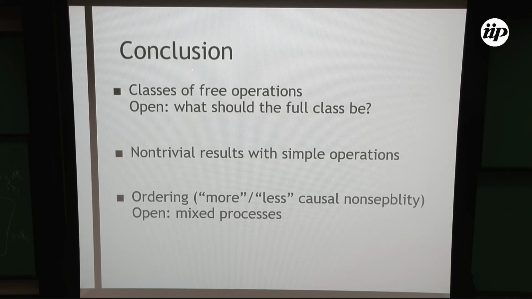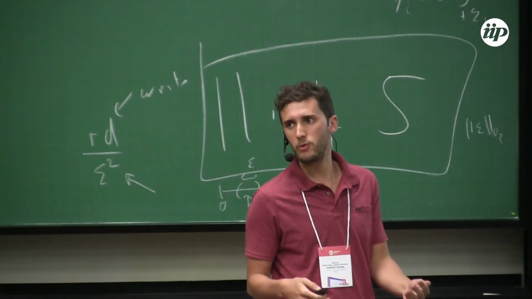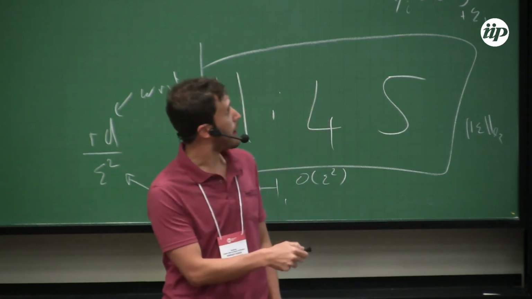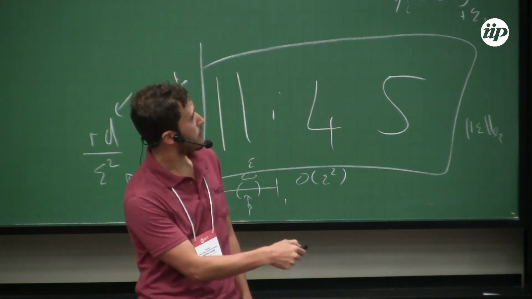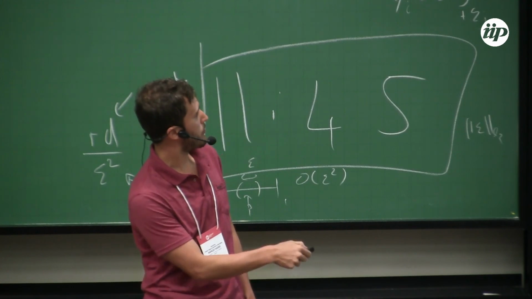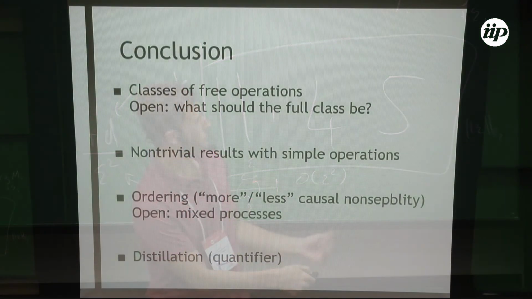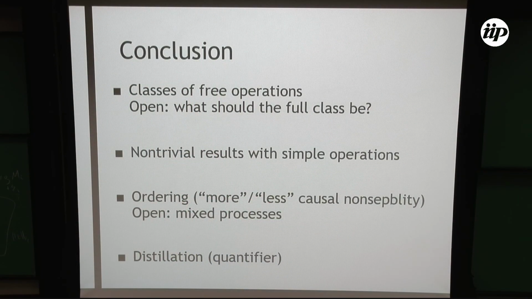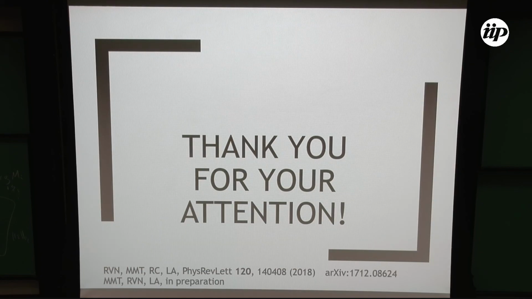Concluding, first of all, we showed some class of free operations. It's really open what the full class should be, and not just mathematically, but what we should choose as free operations. But we got non-trivial results using them. Those were ordering, to substantiate the notion of being more or less causally non-separable. We also did distillation with a quantifier based on that distillation. Well, thank you for your attention.